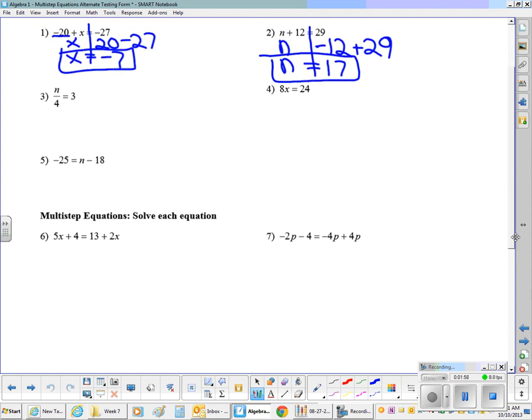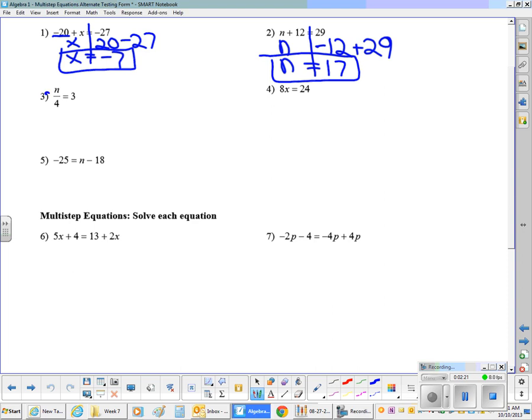Number 3, there is a division problem here. So we're going to multiply by 4. Taking a look at number 3, how are we going to handle this? We need to start by asking what's the operation in the problem. It's n divided by 4.